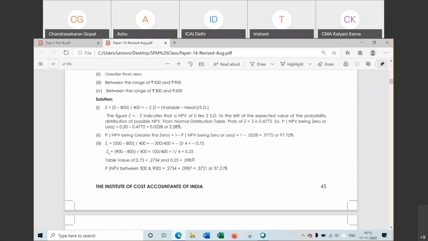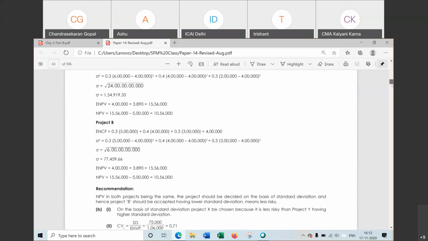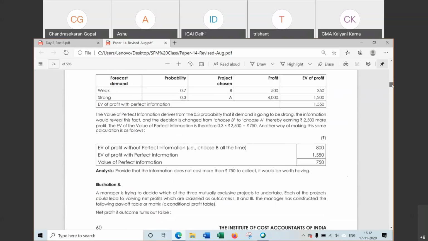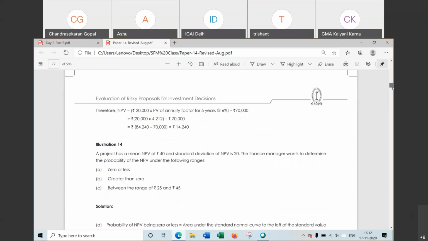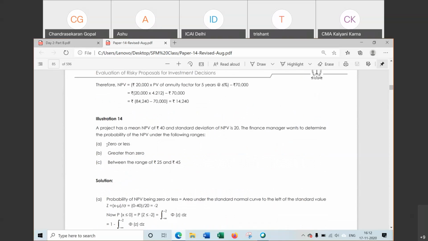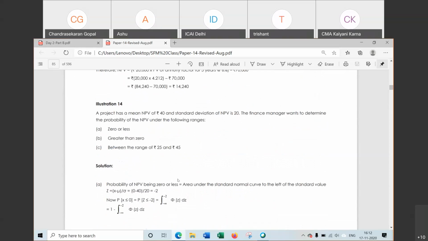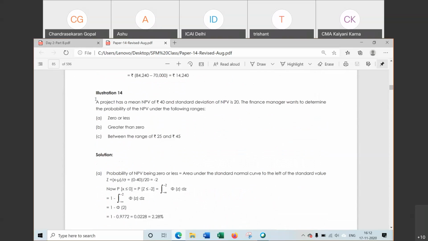Okay, did you try this question on the basis of this one? The last question we had done. Last question of Z score, question number 14. Same question is there. 0 or less, greater than 0, between the range. In that question, range is 500 to 900. Here the range is 25 to 45. Same type of question is there.